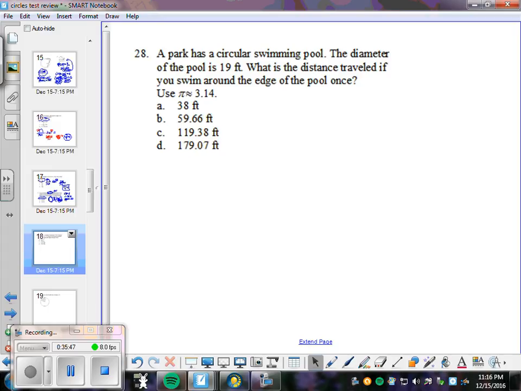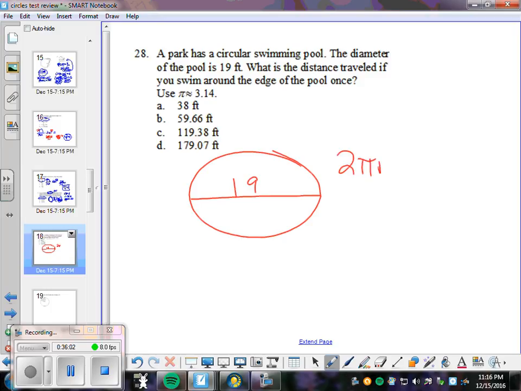28. A park has a circular swimming pool. The diameter of the pool is 19. What is the distance traveled if you swim around the edge of the pool once? Okay, so diameter is 19. You're going to go around the pool once. So 2 pi r is your distance around the pool. So you would have radius half of 19, so 9.5. Well, you got the diameter, so you can just use it because I'm just multiplying by 2 again. Okay, times 3.14. So you get 59.66. Okay? All right.